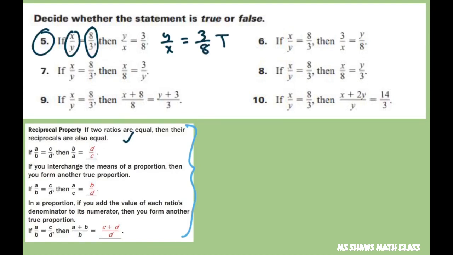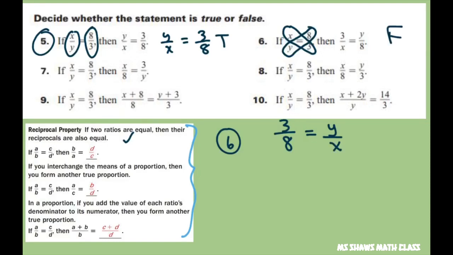And then for number 6, they're doing 3 divided by x is y divided by 8. That's not true. You can't do this. That's not part of our proportions. We could do 3 divided by 8 equals y divided by x, but you can't invert, so this is false.